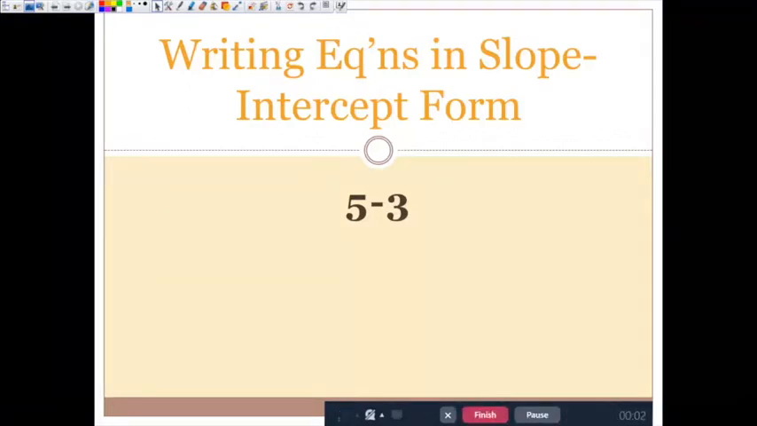So we're going to be writing equations in slope-intercept form. We've already learned how to graph equations from slope-intercept form. So now we're going to be looking at either graphs or points and then writing an equation in the form of y equals mx plus b.